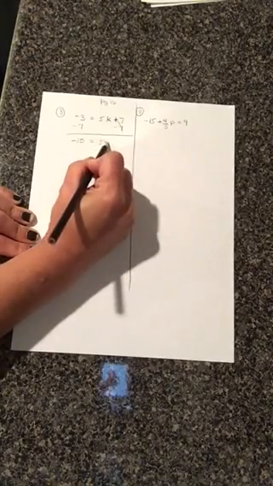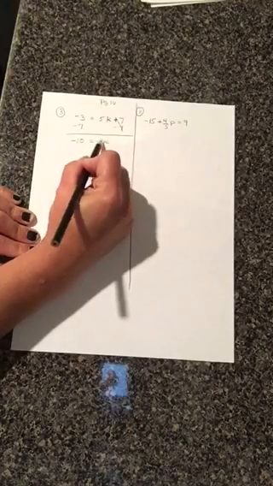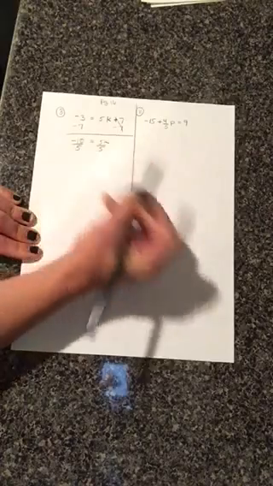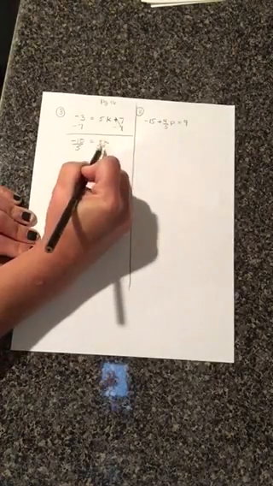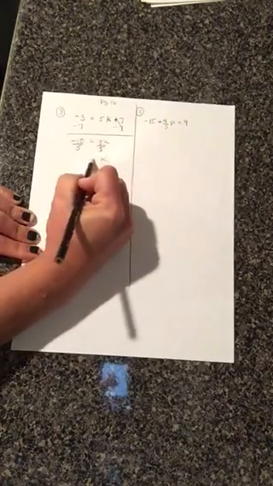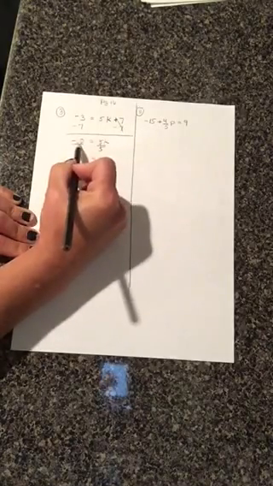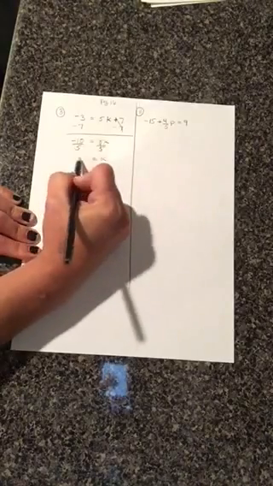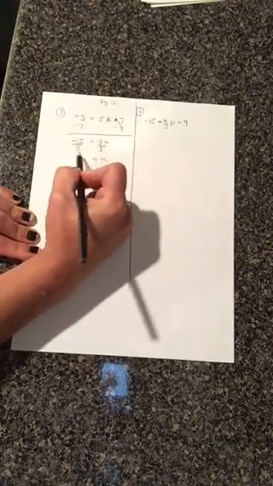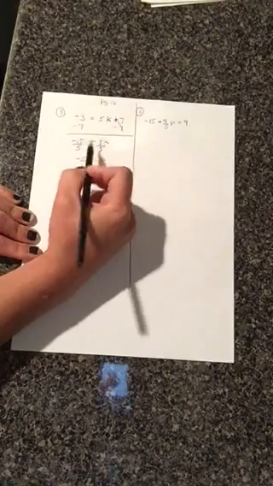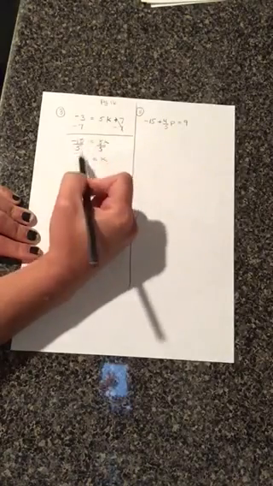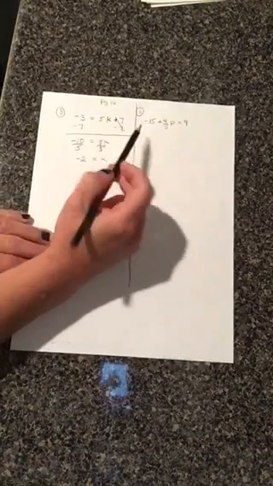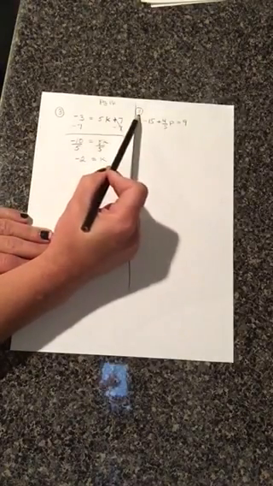So I want to get rid of the 5 next to the k, and since 5 is being multiplied by k, I divide both sides by positive 5. 5 divided by 5 is 1. 1 times k leaves me with k. And negative 10 divided by 5 is negative 2. Because remember, when you're multiplying or dividing, if your signs are the same, it's positive, and if they're different, it's negative.